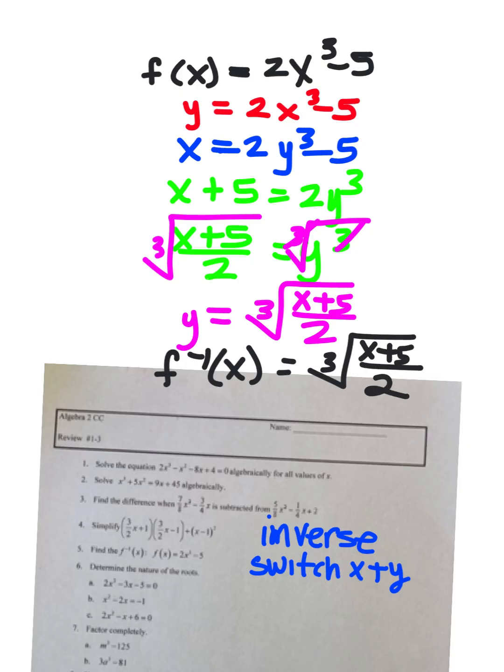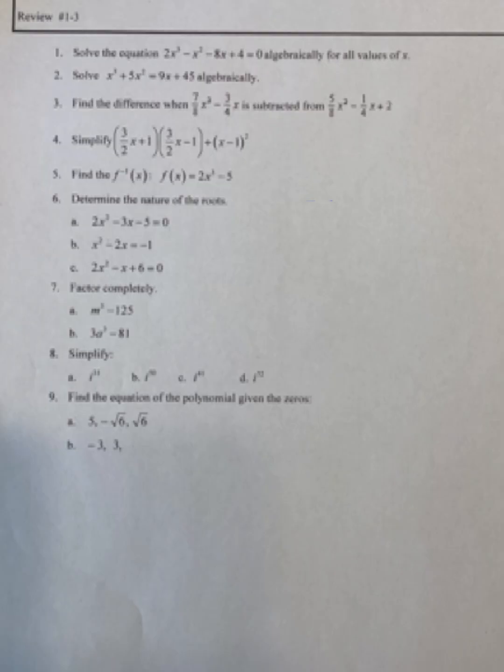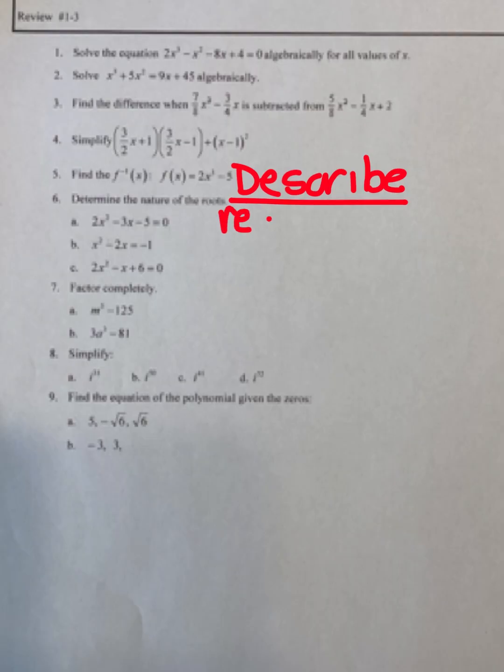All right, let's take a look at number 6. Okay, number 6 says determine the nature of the roots. Remember, the nature of the roots, that doesn't mean to find the roots. It means to describe the roots. Remember, your choices are going to either be real or imaginary.